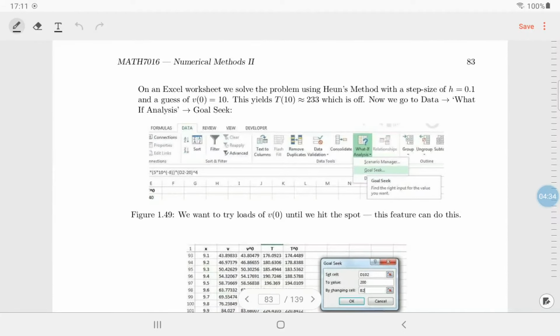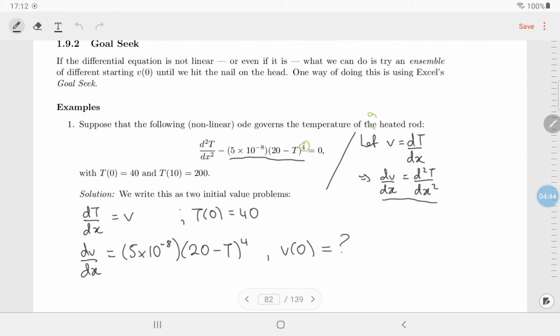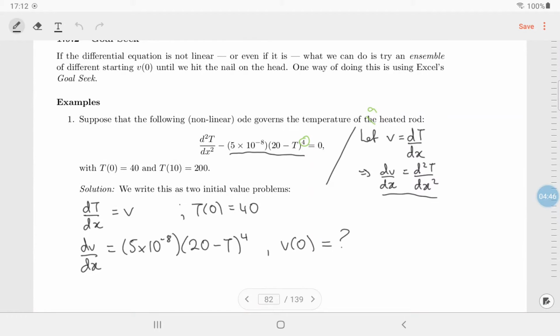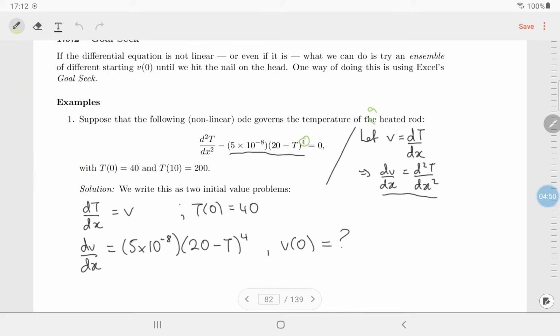So let's see. On an Excel worksheet, we solved the problem using Heun's method with a step size of 0.1. So we start with a guess of v of 0 equal to 10. Now it doesn't really matter what it is, but I don't think we should really start with 10. A realistic starting value, or a better one, would be something like this. So this is x, this is T, and at 0 we've got 40.